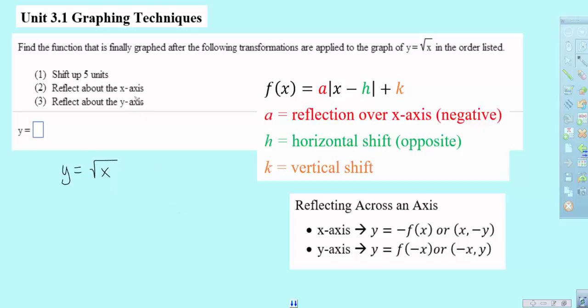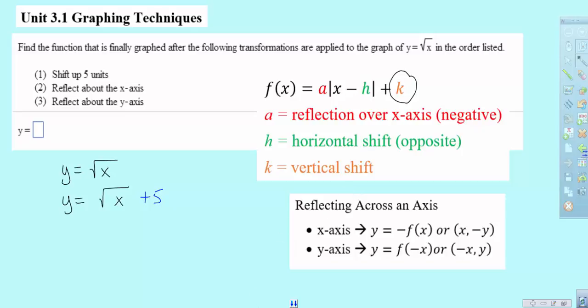But I want you to come up with an equation that has the following transformations. I want it to be shifted up 5 units. So I'm going to break it down by parts. If I wanted to shift it up 5, that means I'm going to do my square root of x, and then on the end I'm going to add 5. Not under the radical, on the outside, because remember the vertical transformations come on the outside.